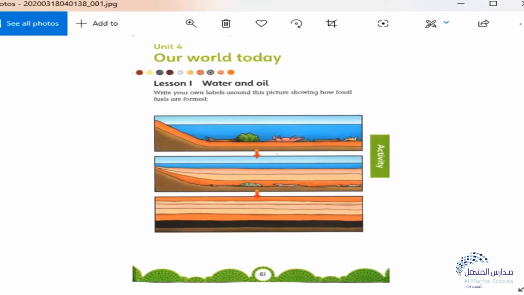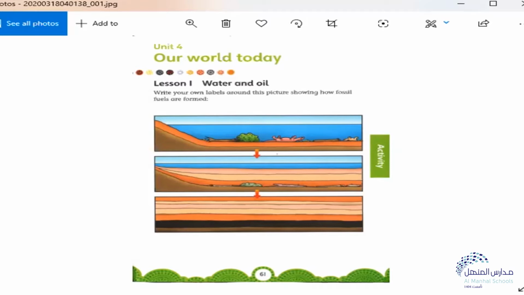The darker blue is the dead animals and plants. The brown part is the sand and the rock, and the white part is the fossil fuels. But these fossil fuels are formed over millions of years, and then you get the underground water.